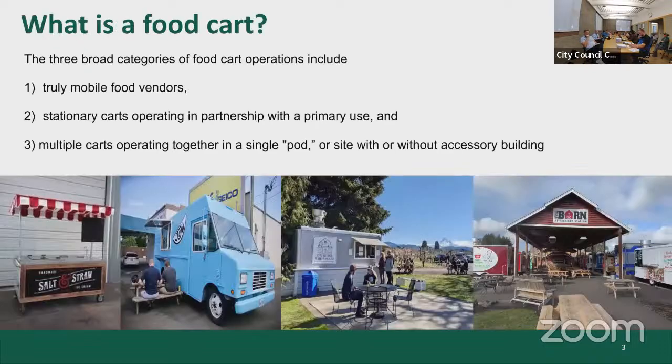But to get to the question here about what is a food cart, there's kind of three general broad categories for food cart operations. You have those that are truly mobile. You have stationary carts operating in partnership maybe with a primary use. And then you have what we call food cart pods, which are multiple carts on a site. Sometimes they have an accessory building and they're really seen as destination spots.